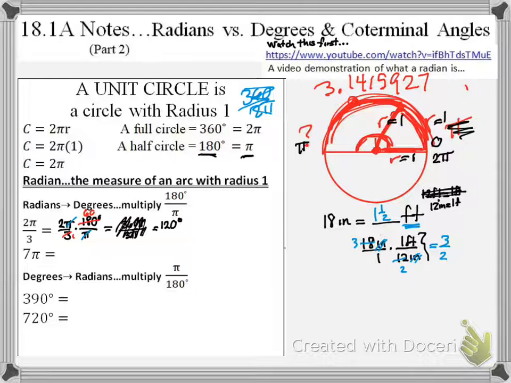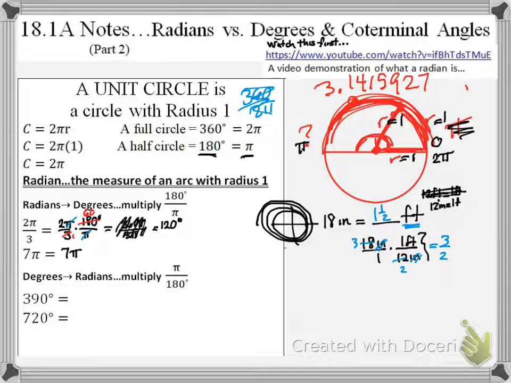What if I had 7 pi? We know that a full circle is 2 pi. So 7 pi would have to be 2 pi. 2 more pi makes 4 pi. 2 more pi makes 6 pi. 1 more pi would bring me to there. And that's what it would look like if I was drawing that angle. I'm going to say that this is 7 pi.